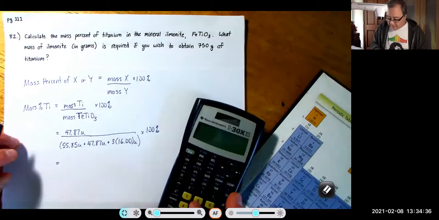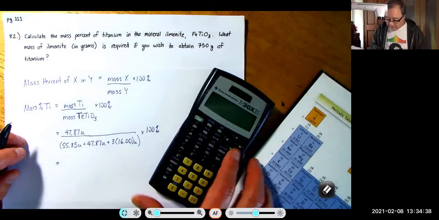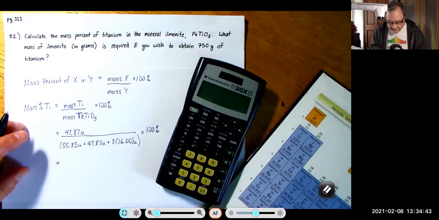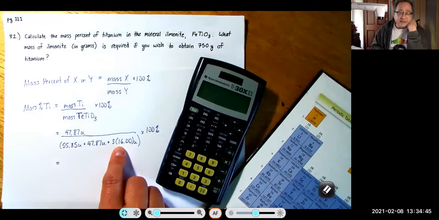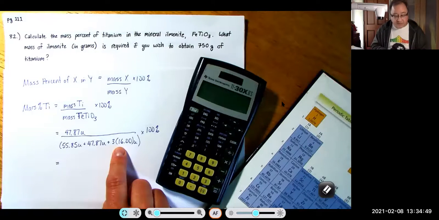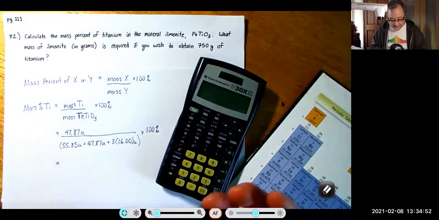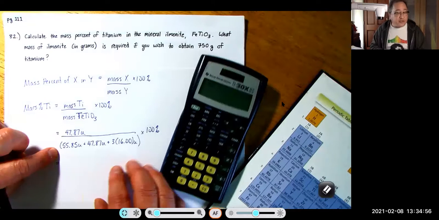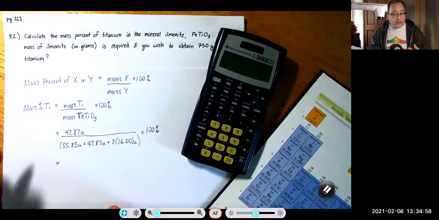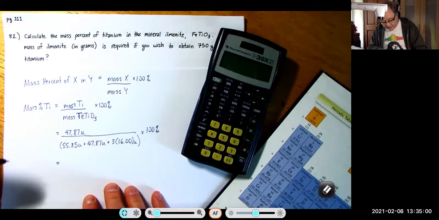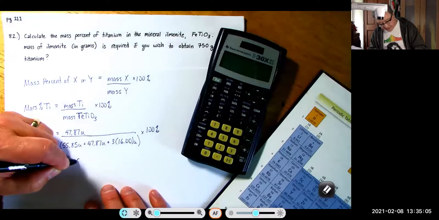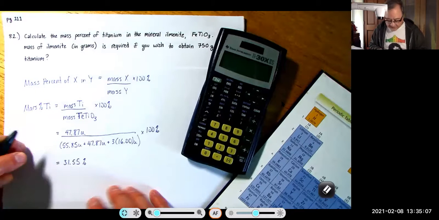And let's see what we get for our answer. Let's estimate the answer. 3 times 16 is 48. 48 plus 47 plus 55 is about 150. So this is about 50 out of 150. So roughly the answer should be 1/3 or 33%. And this morning, I think we got 31.55%. So let's double check.